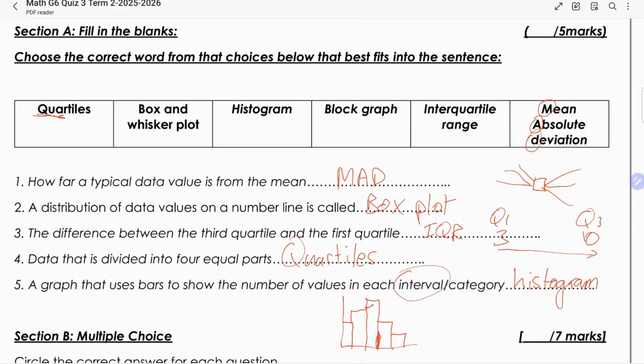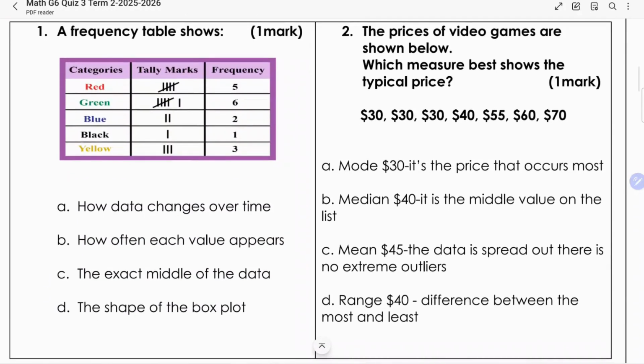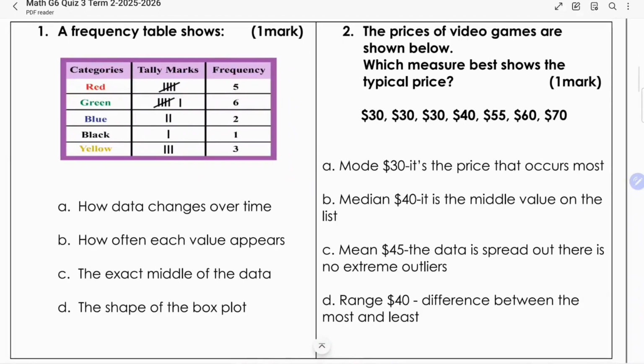So we've finished the first part of our paper, section A. Okay, let's move on to section B. It says circle the correct answer for each question. So a frequency table shows how data changes over time. It can't be this answer because we're looking at totally different categories. Red, green. We're not looking at how red changes to green or green changes to blue. Definitely not this one. So let's put a cross on that.